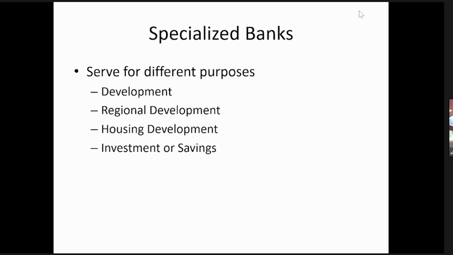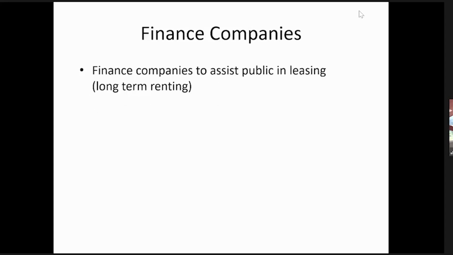So these banks are established for specific reasons. The development banks are specialized for development of the economy, regional development banks for the regional development of the country, housing development for the development of housing, and investment and saving bank for investment. So these are called specialized banks. And they cannot get into international trade, and they cannot provide loans for any reason. It is only for the specific reason which is given to them.